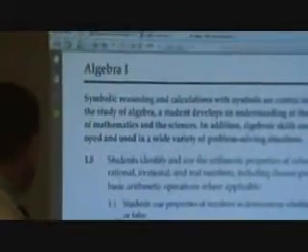Algebra 1 Standard 1.0. Students identify and use the arithmetic properties of subsets of integers and rational, irrational, and real numbers, including the closure properties for the 4 basic arithmetic operations where applicable. Furthermore, 1.1. Students use properties of numbers to demonstrate whether assertions are true or false.